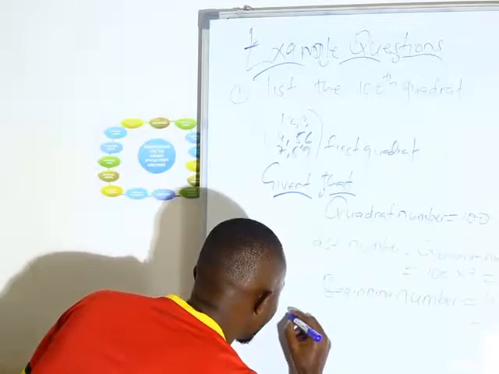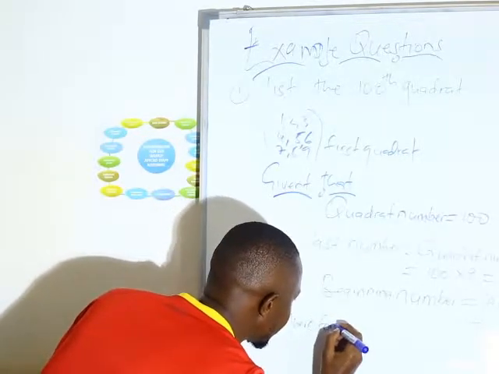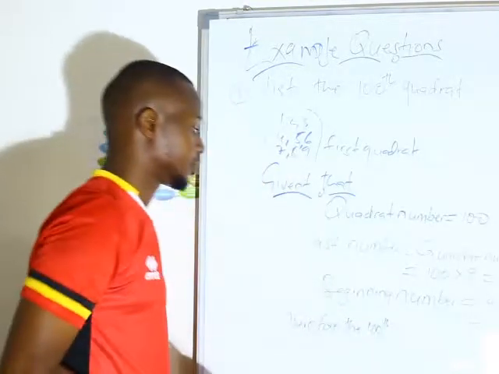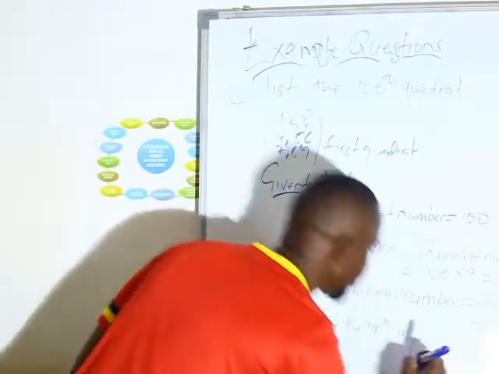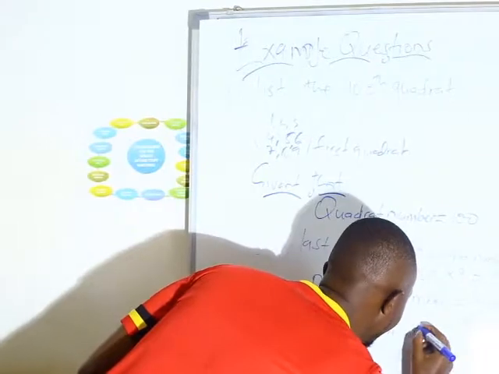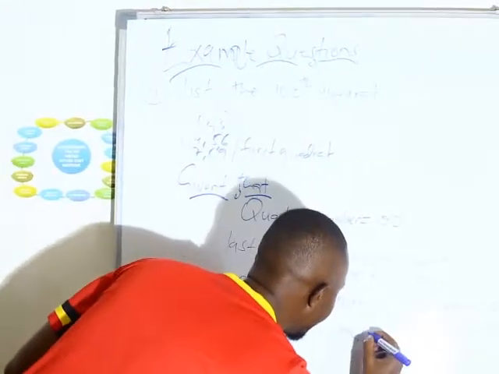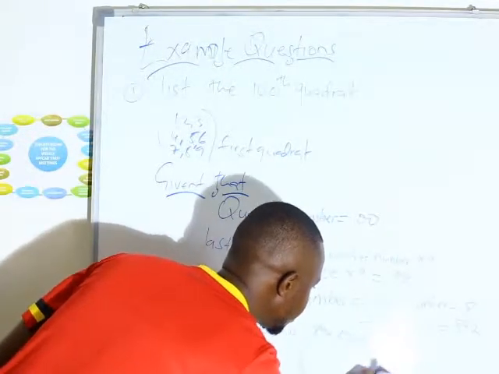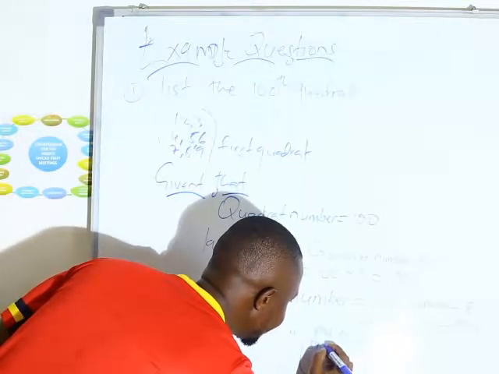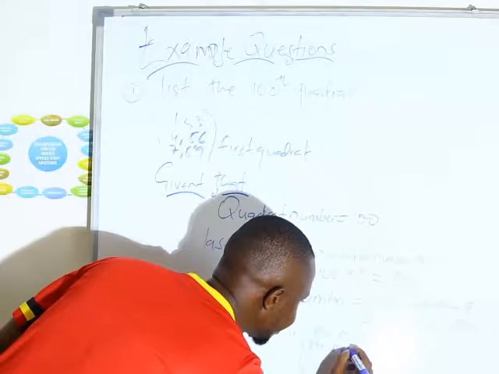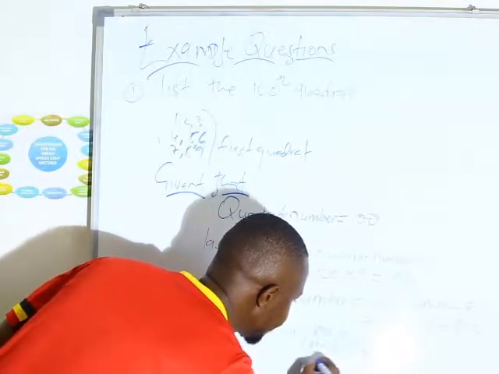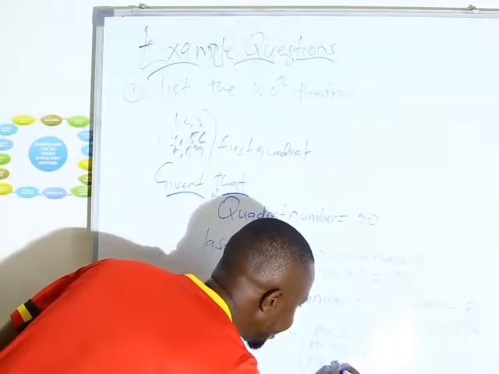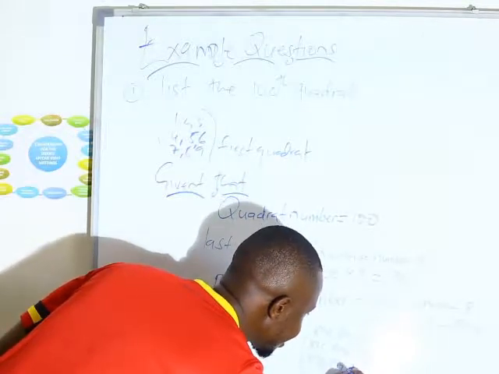So we begin. The 100th quadrant is: 892, 893, 894, 895, 896, 897, 898, 899, 900.